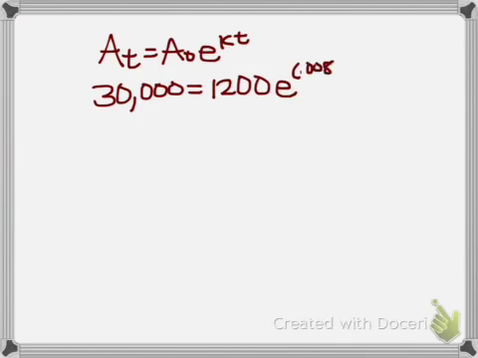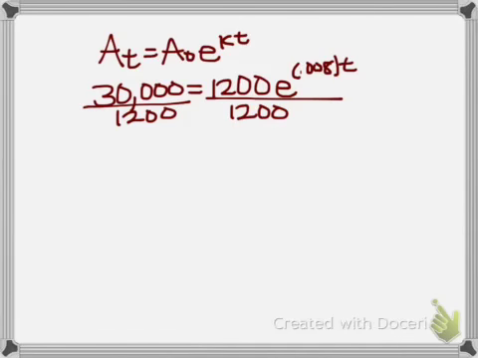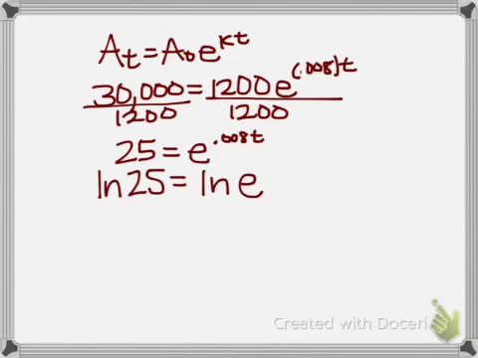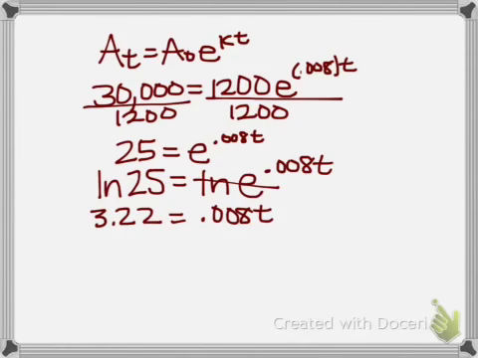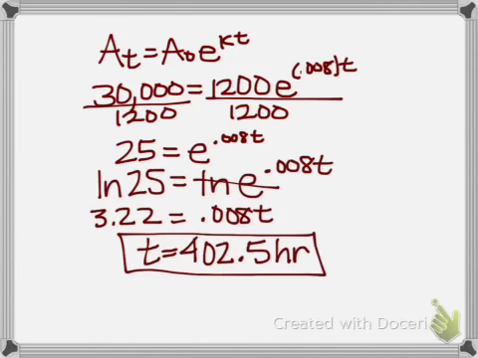So 30,000 is equal to 1,200 e to the 0.008t. Divide both sides by 1,200, and we are left with 25 is equal to e to the 0.008t. We'll take the natural log of both sides, and we get 0.008t is equal to 3.22. So time is 402.5 hours.